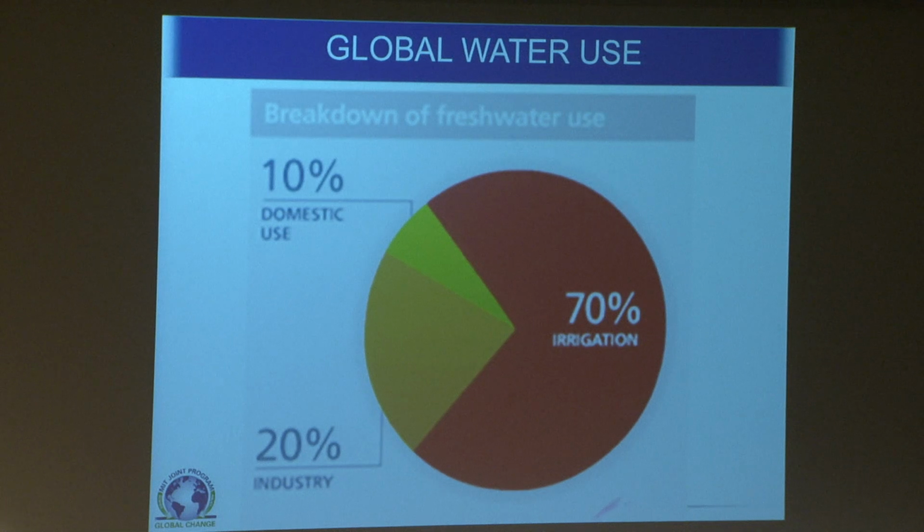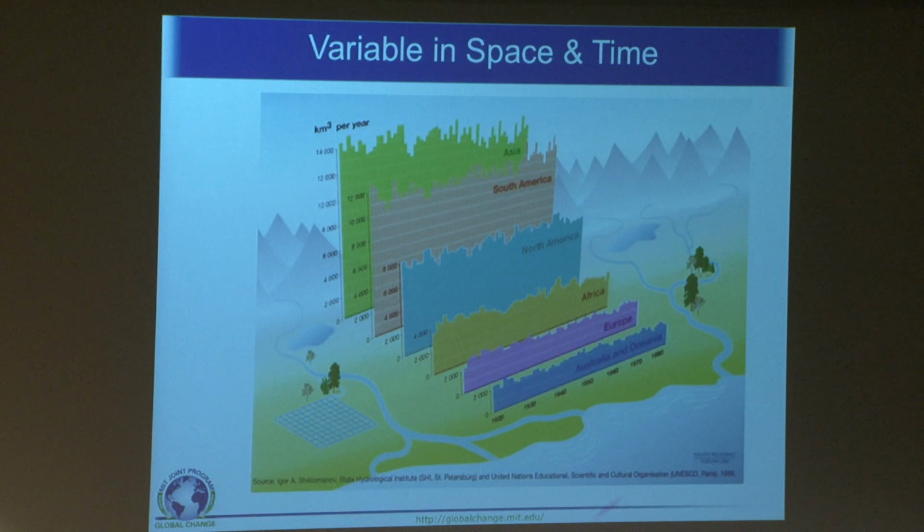In the United States, more water is withdrawn for thermal cooling than for irrigation. And in Europe, it's 80-20. And so we start breaking down this scale. So we've gone through the global scale, no problem. We start now looking at the continental scale.